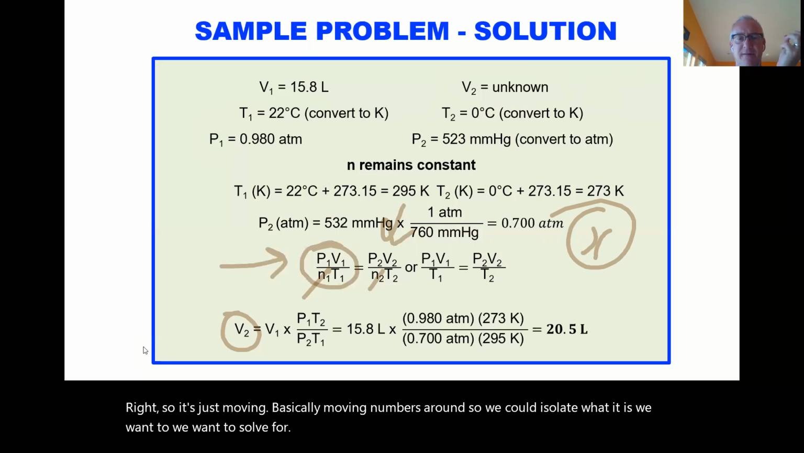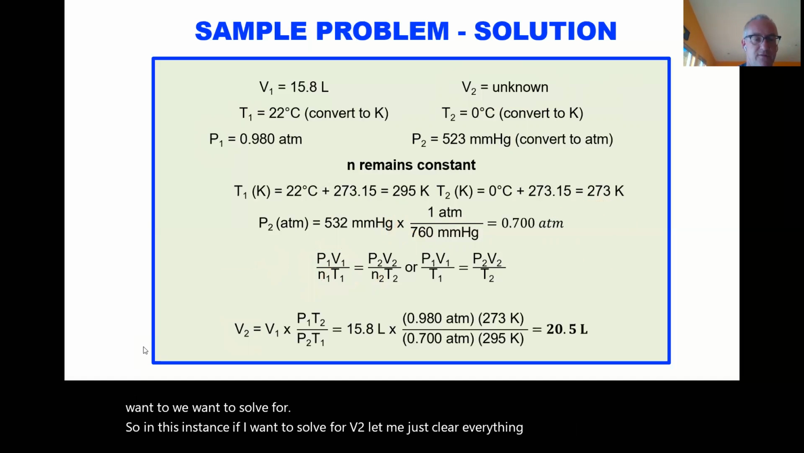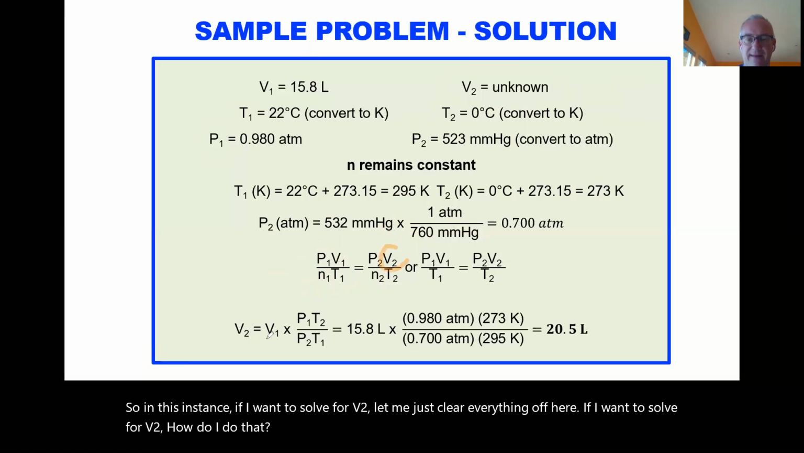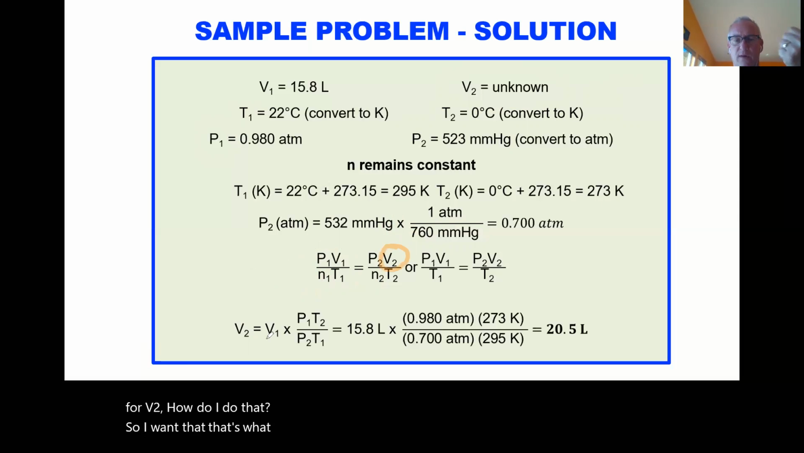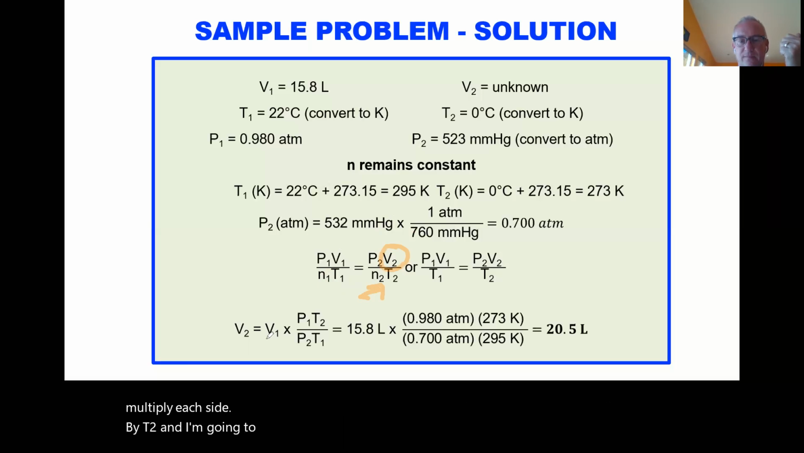So in this instance, if I want to solve for V2, let me just clear everything off here. If I want to solve for V2, how do I do that? That's what I want to solve for. Well, I'm going to multiply each side by T2, and I'm going to divide each side by P2, right? And then plug everything in.